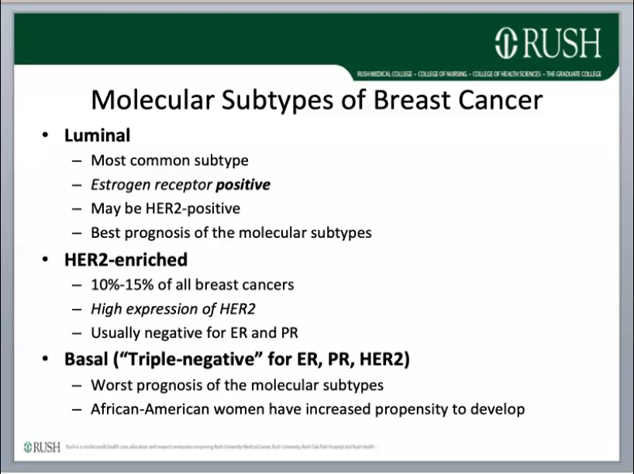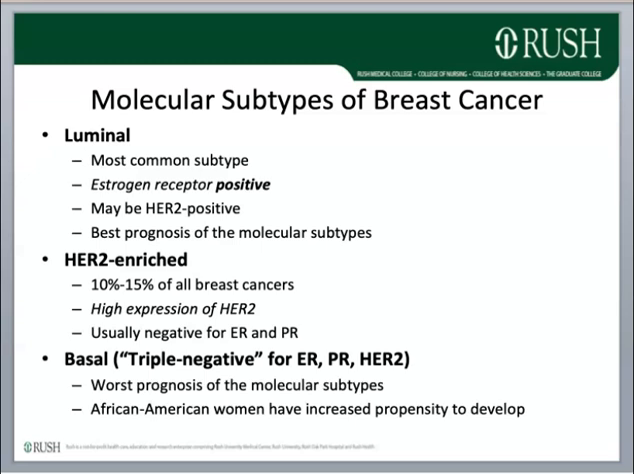There's another subtype that's HER2 enriched, which accounts for about 10 to 15% of all breast cancers, in which there's high expression of HER2. Usually these are negative for estrogen and progesterone receptors. The worst molecular subtype is a so-called triple negative subtype, or basal subtype, and this genetically most closely resembles basal epithelial or myoepithelial cells. So these are negative for estrogen and progesterone receptor and for HER2.